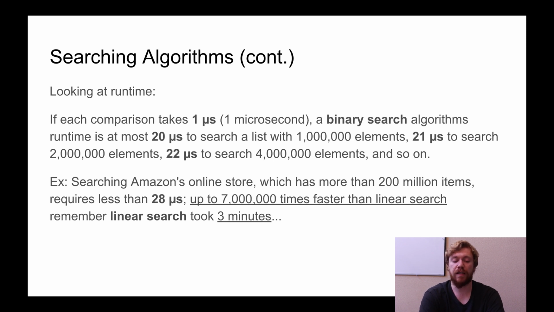And so if we use the same Amazon example, but in this case for binary search, searching Amazon's online store, which has more than 200 million items, requires less than 28 microseconds, which is up to 7 million times faster than linear search. Remember, linear search took 3 minutes, whereas binary search, assuming of course that the items in Amazon's online store are sorted, only took 28 microseconds.